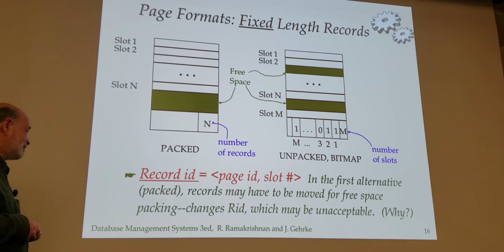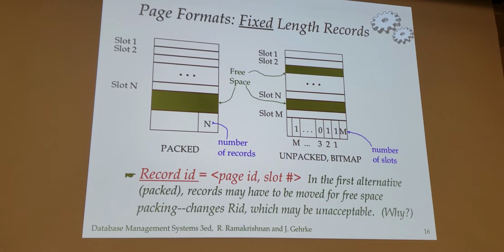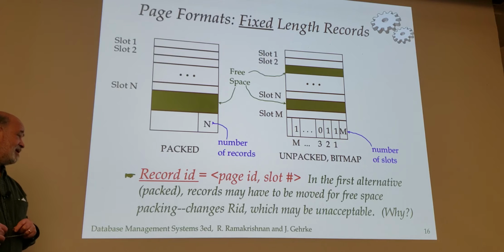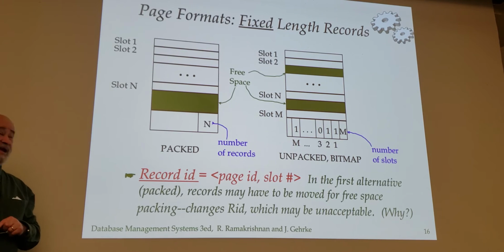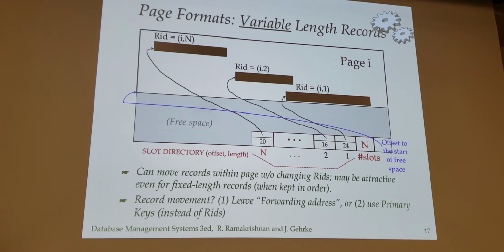But again, the record ID is going to be the page ID and the slot ID. Record ID: page ID, slot ID. So in the first alternative, if you have to move things around, then the RID isn't permanent, because the slot positions are fixed, okay? And the trouble is that packing changes the RID, which again, we said is unacceptable if we want the RID to be permanent.